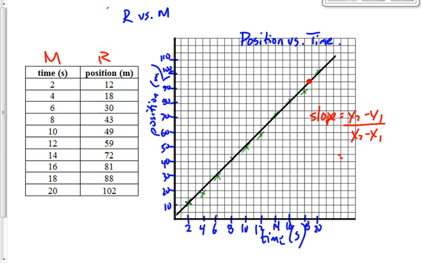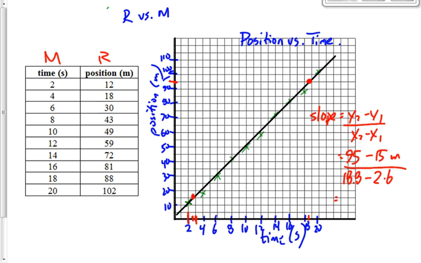I'll go with these 2 points right here, those 2 points in red. My y2 is going to be 95. My y1 is 15. My x2, now this is a little bit trickier, looks to be about 18.8 seconds. My x1, well, this is 2, this is 3, looks to be about 2.6 or so.